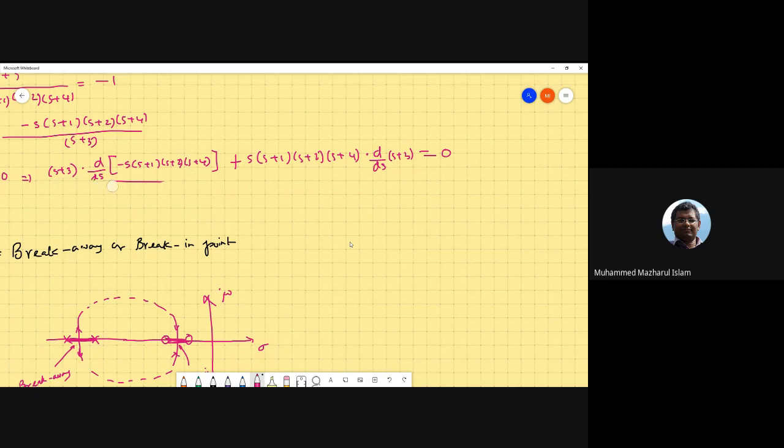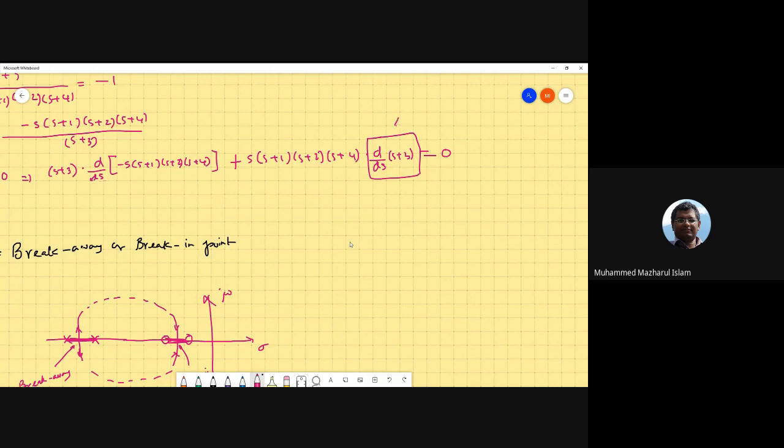Any problem up to this point? No, sir. All right, so if you differentiate s plus 3 with respect to s, you'll have 1, right? So this will be equal to 1.